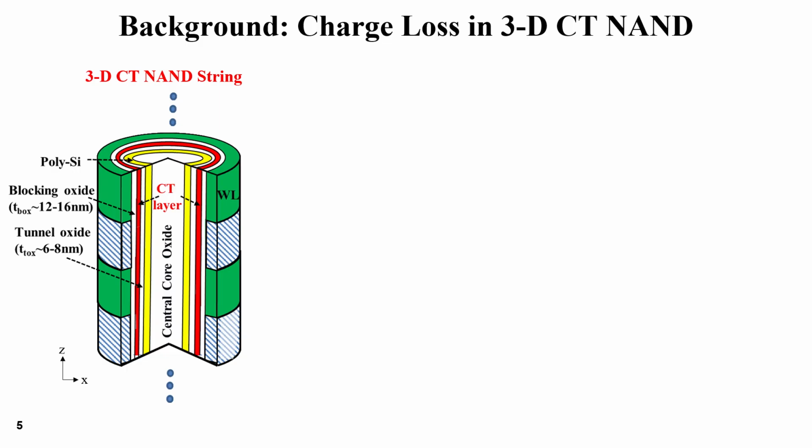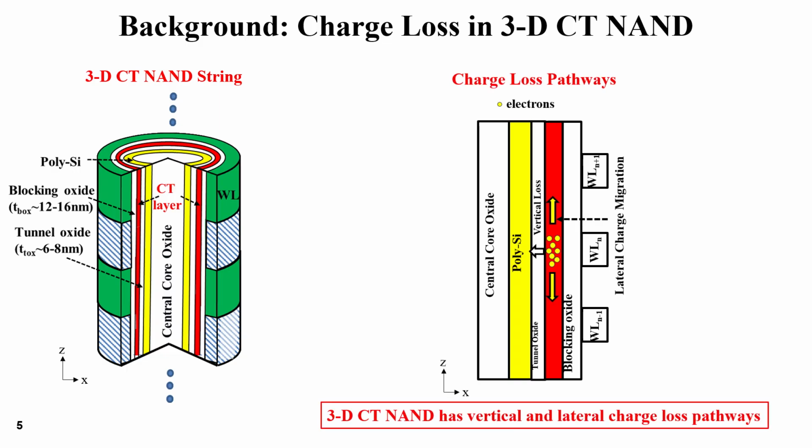There are two primary charge loss pathways in a 3D charge trap NAND flash memory string. Vertical loss, as usual, through the tunnel oxide. The shared nature of the nitride region creates a secondary loss mechanism, lateral charge migration, along the lateral nitride layer between the neighboring word lines. Lateral migration is unique to charge trap technology, and it is the quicker charge loss process. This brings us to a closer look at the lateral charge migration.